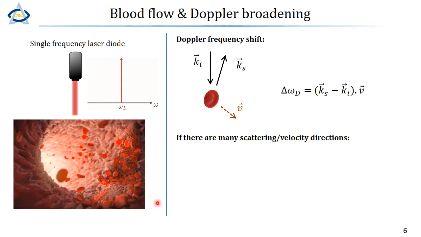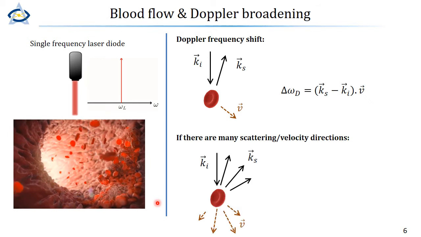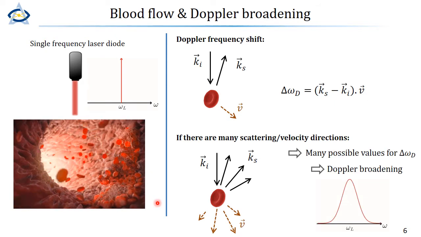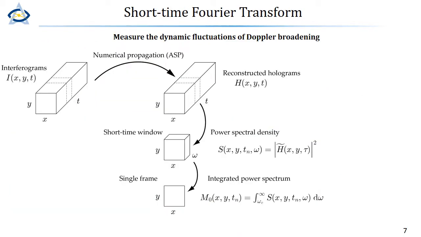Now if there are many scattering directions and velocities, and especially multiple scattering on the vessel walls, for example, then what you get in the end is no longer a single Doppler frequency shift, but a whole Doppler broadening. And we can study this Doppler broadening to retrieve information about the velocity. The signal processing in laser Doppler holography aims at doing just that.